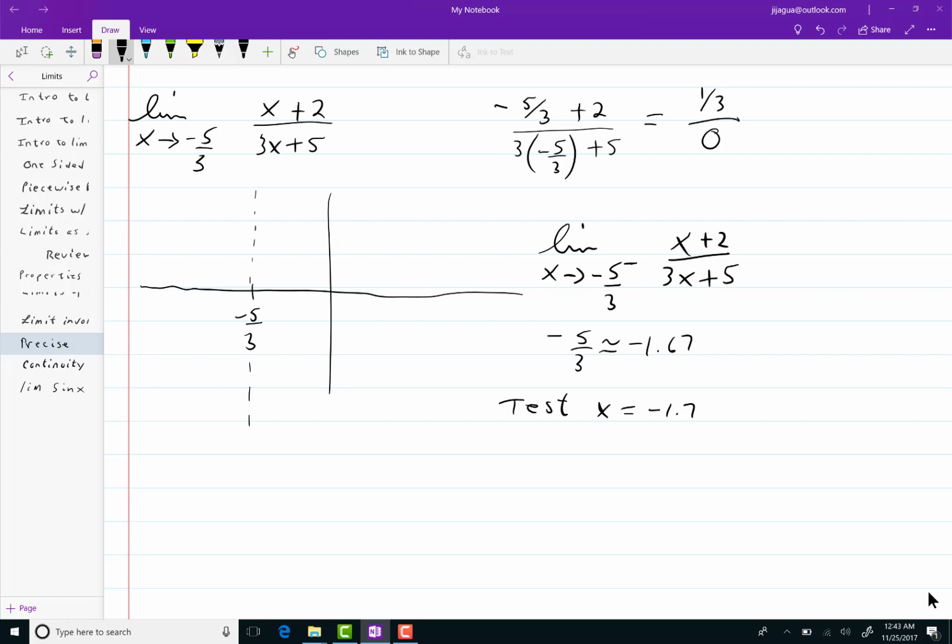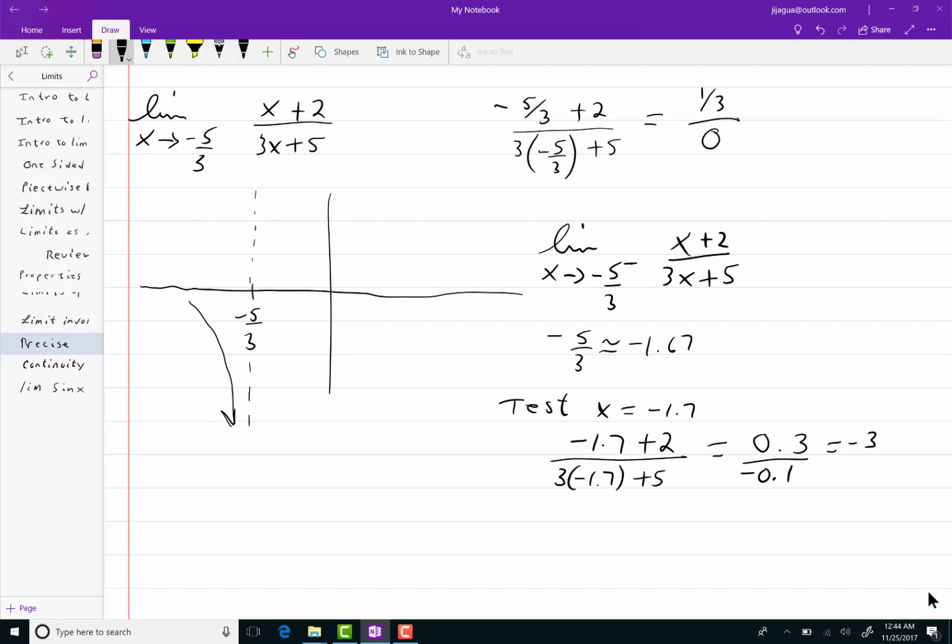So let's plug it in and see what happens. I'm plugging it in for x. So I'll have negative 1.7 plus 2 all over 3 times negative 1.7 plus 5. So in the numerator, I'll get 0.3, and in the denominator, I'll get negative 5.1 plus 5. So it'll be negative 0.1, or if you want to simplify, negative 3. Well, it's a negative number. So what that tells me is that the function comes and does something like this.